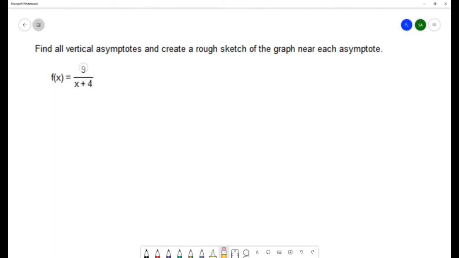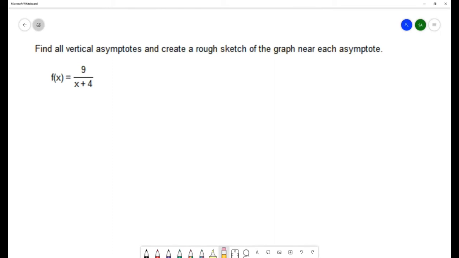And that means writing the numerator in factored form, writing the denominator in factored form, and canceling out any common factors before you start solving. So we have a function that is completely factored in the numerator and completely factored in the denominator, and there are no common factors, so that's already done for us.